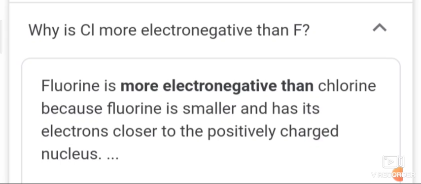Why is chlorine more electronegative than fluorine? Because fluorine has a smaller size, so it is less than chlorine.